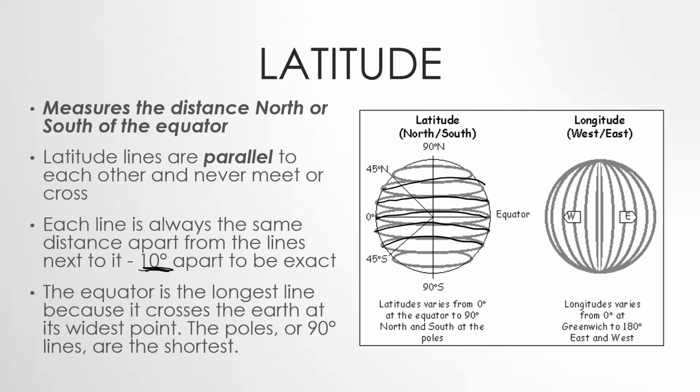So the equator is going to be the longest line or the biggest line because it crosses the Earth at its widest point. Everywhere else, the Earth is a little bit smaller than at the equator, so all those other lines are going to be shorter than the equator. The poles, what we call 90 degrees, are the shortest lines of all.